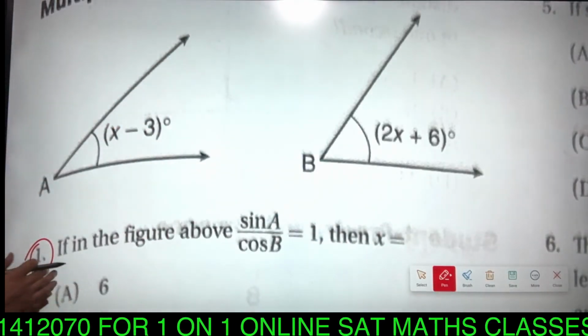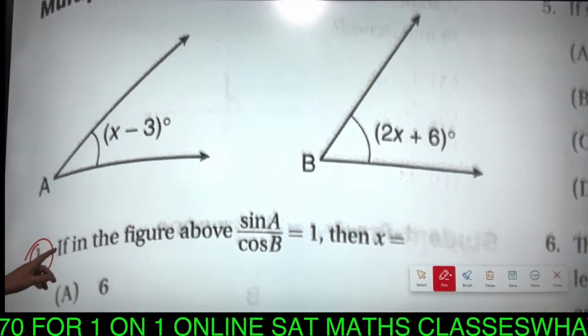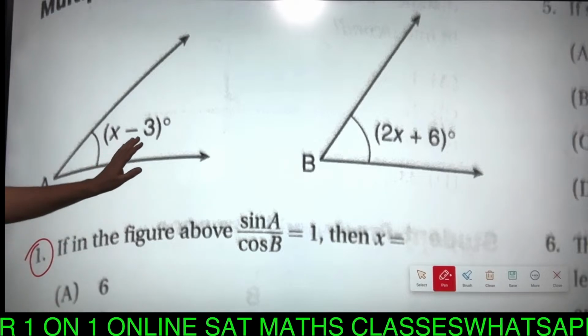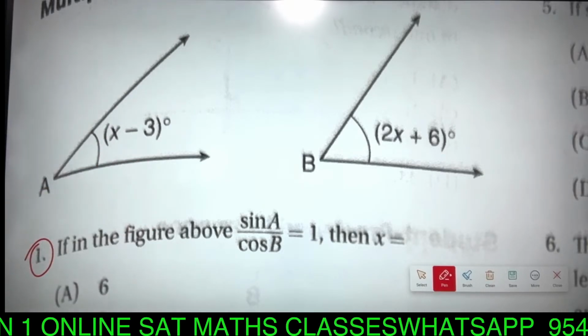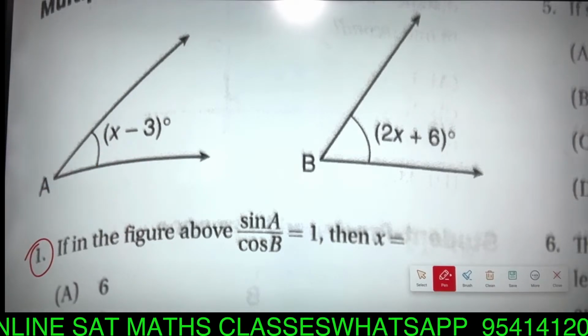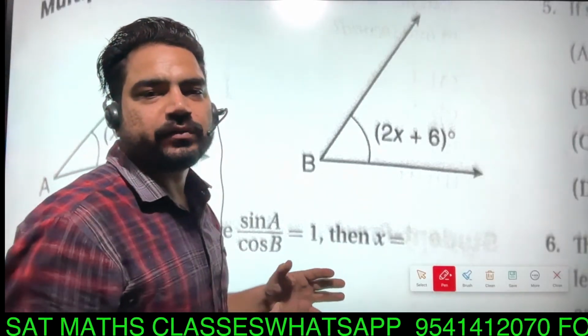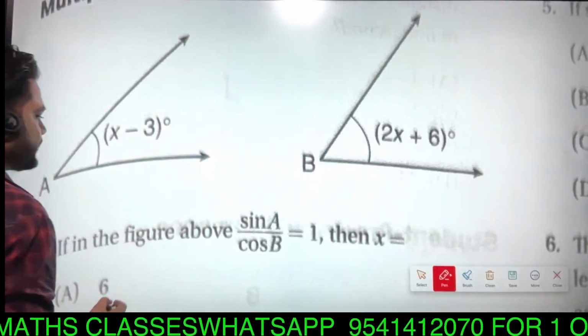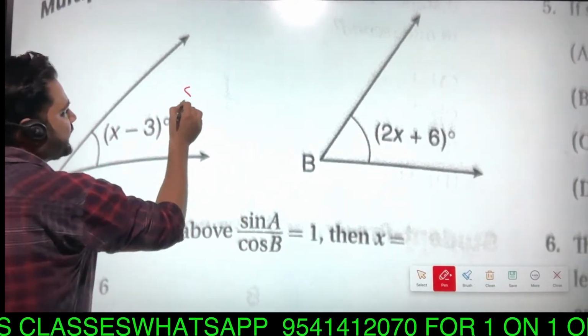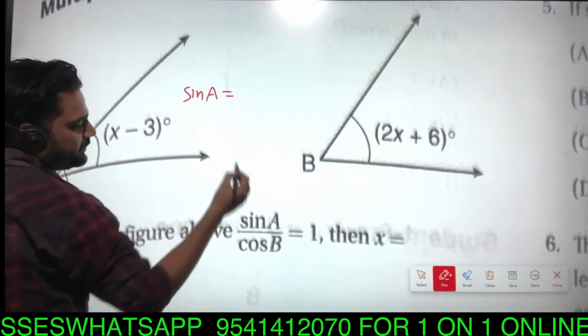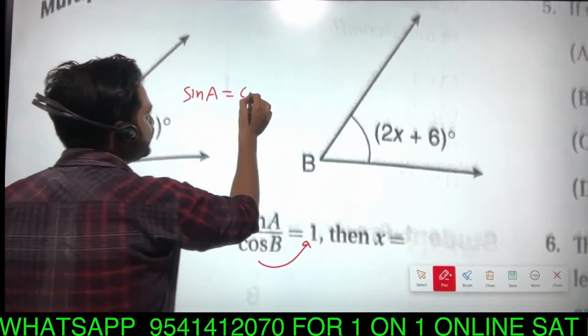This is the first question. It is given that in the figure above, sin A upon cos B is equal to 1, and then what is the value of x? Very easy question. Now one concept that we have to remember in trigonometry is, here we have given that sin A is equal to cos B.